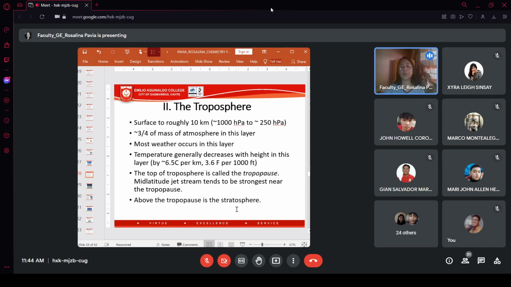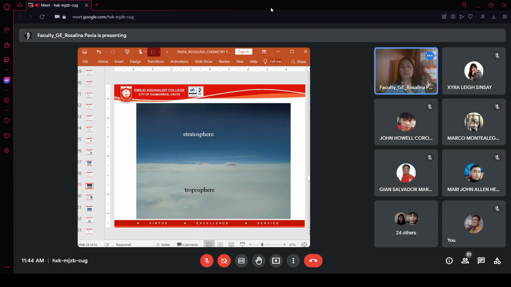Above the tropopause now is the stratosphere, where you can find the ozone layer. Ito siya, oh. If you're traveling by plane, nakakaabot tayo sa troposphere, and above it is already the stratosphere. You can already see the blue sky.